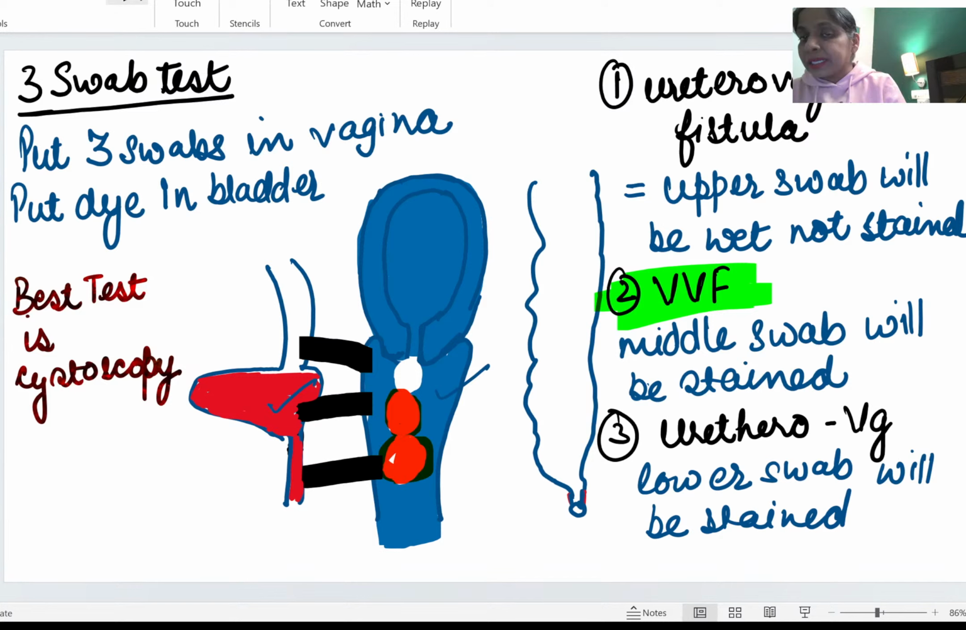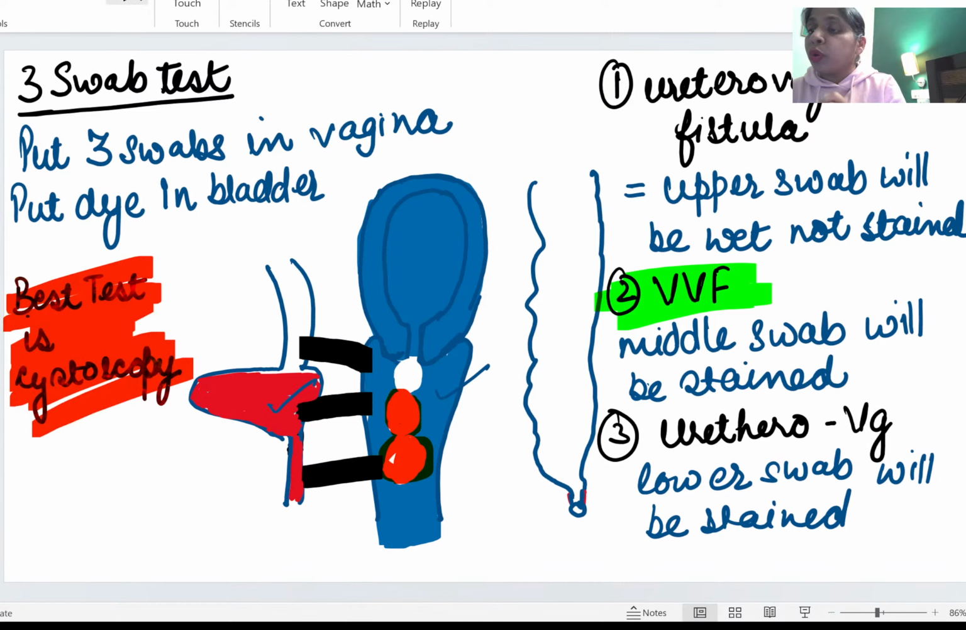Are you able to get it? The 3 swab test is the first test. The best test is cystoscopy. This is very, very important. The best test to diagnose fistulas is cystoscopy, to see the fistula.